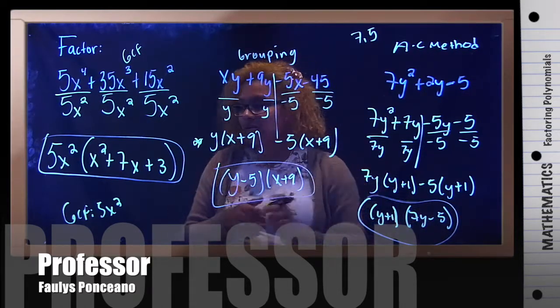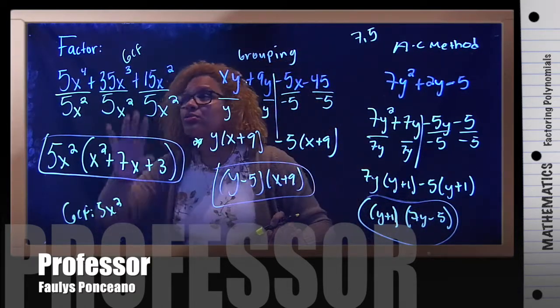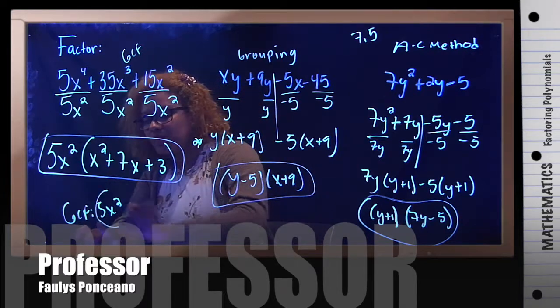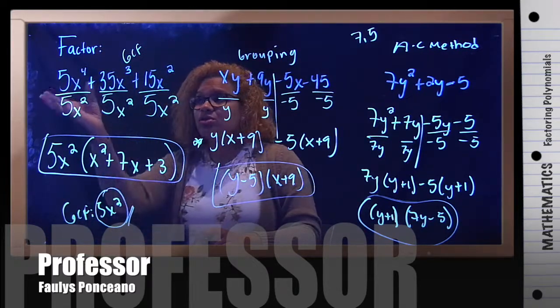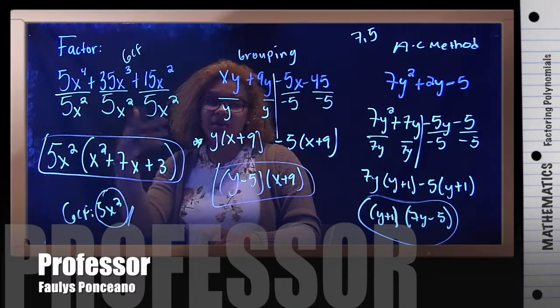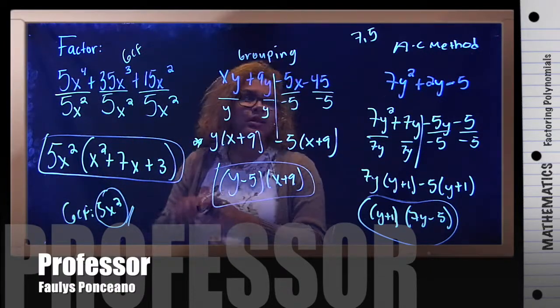So you have your three answers. Remember, the answer for the first one is this. This is what they asked for, the GCF. If they say factor, you simplify, take out the GCF first, and then continue. Okay? So that's it.